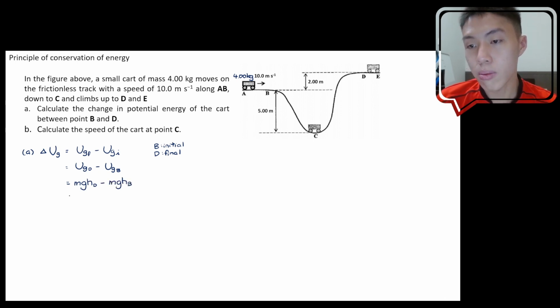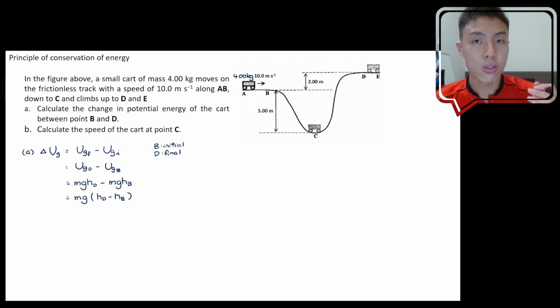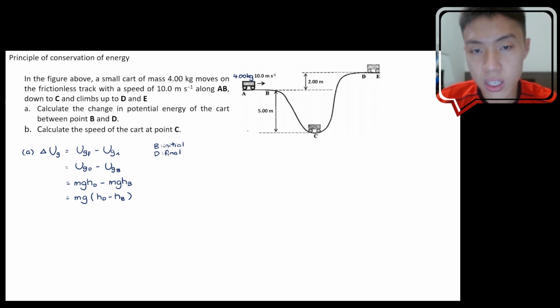Okay, now you know that mg, they are the same unknown. You can factorize it. So now you're left with finding the difference in height between D and B. Okay, so now this is a point where it gets interesting. To determine a height, you have to have a place in which you start to measure the height. And we call that place where h is equal to 0 as the reference height. The thing with reference height is actually up to us to decide where we want to set it.